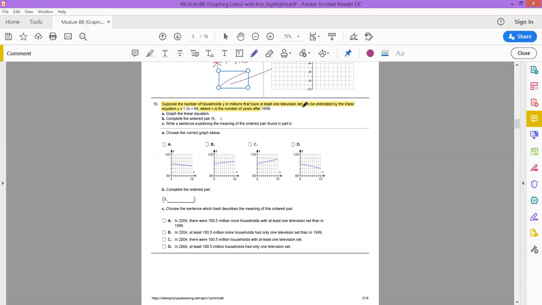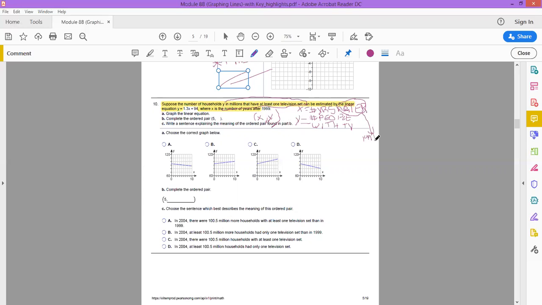So in this particular problem, you first want to be able to understand what the X and the Y represent in your ordered pair. Our X and Y coordinates are represented by information given to us in this question. It says Y is the number in millions of people who have at least one television. So Y is the number of people with a TV, represented in millions. And then the X coordinate, you're told, is the number of years after 1999. We could just simply count up after 1999 to determine what the X coordinate represents.